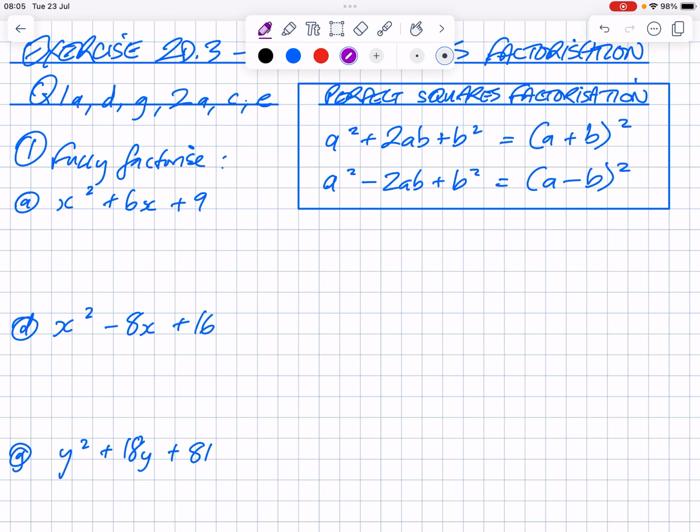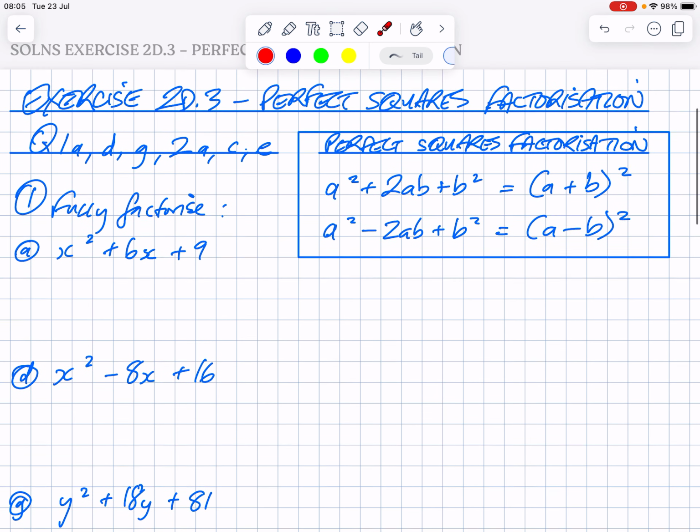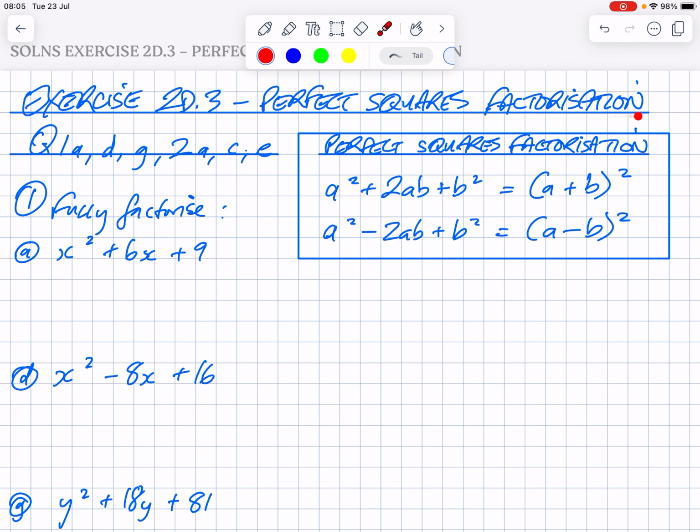Hey guys, Mr. T here, just doing a quick video of the worked solutions to exercise 2D.3 perfect squares factorization, where I've asked you to do question 1 ADG, question 2 ACE, so 6 questions here, to do with perfect squares factorization. So this is just a reminder of the perfect squares factorization rules.